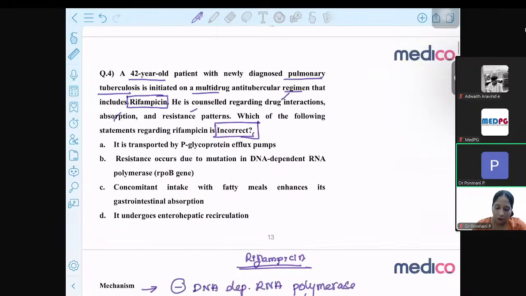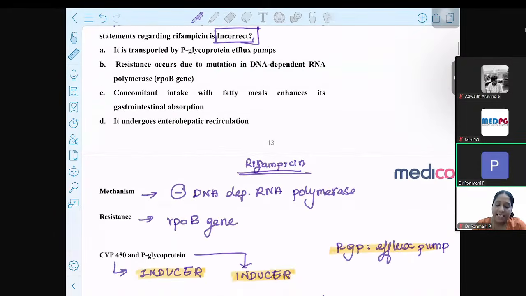Now we will look at the options which are given. It is transported by the P-glycoprotein efflux pump. Is it right? Yes, it is correct.